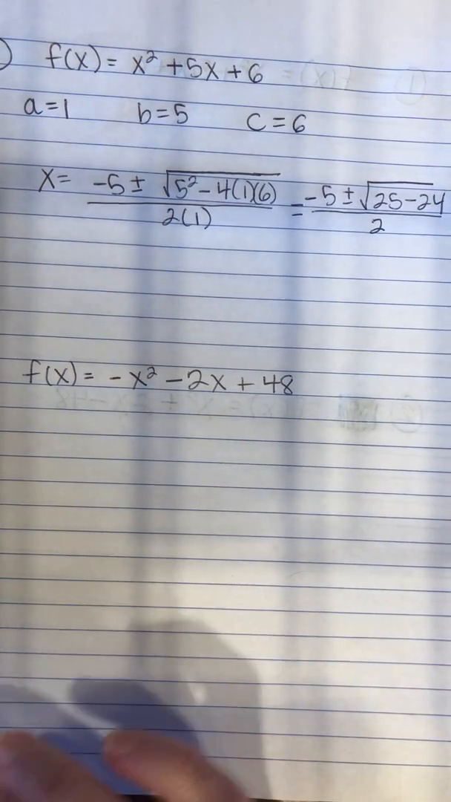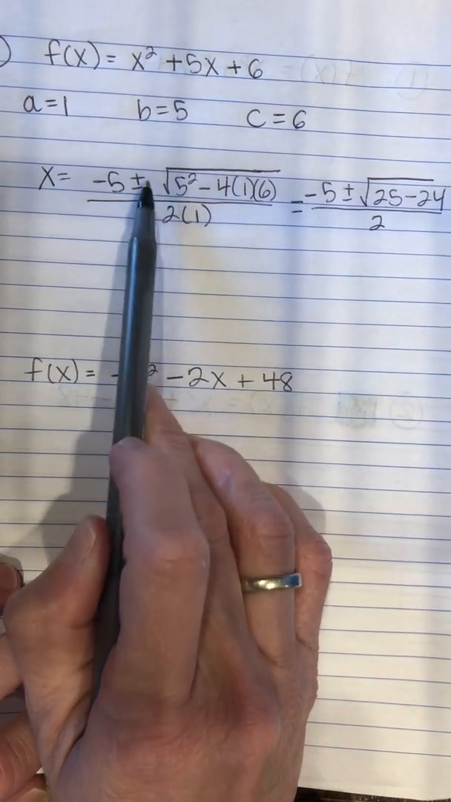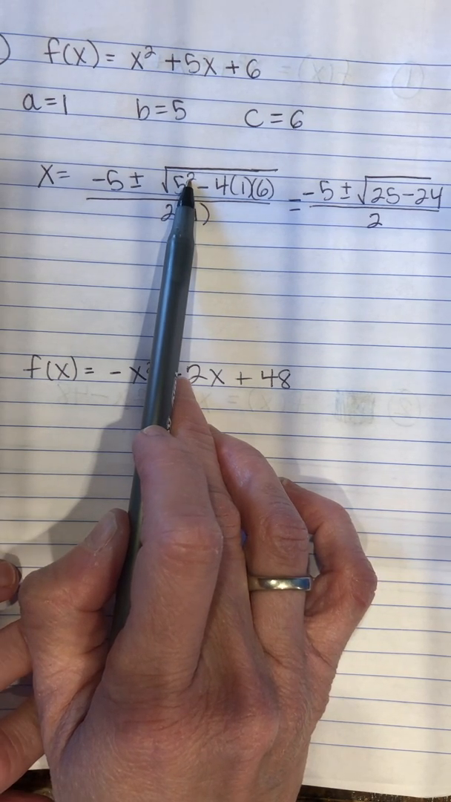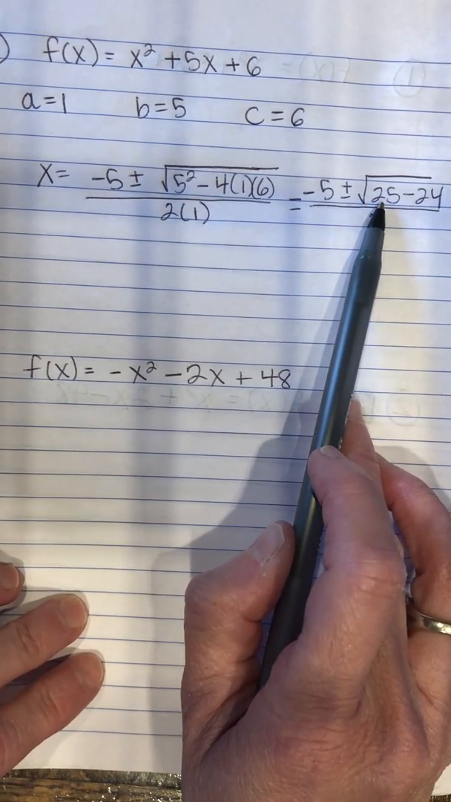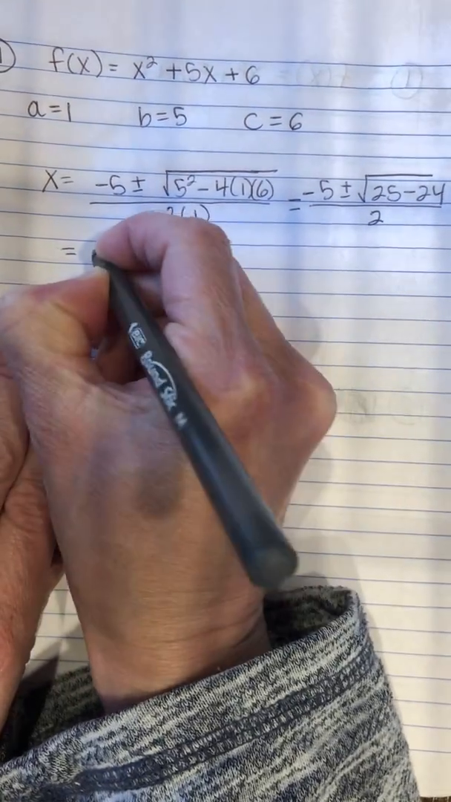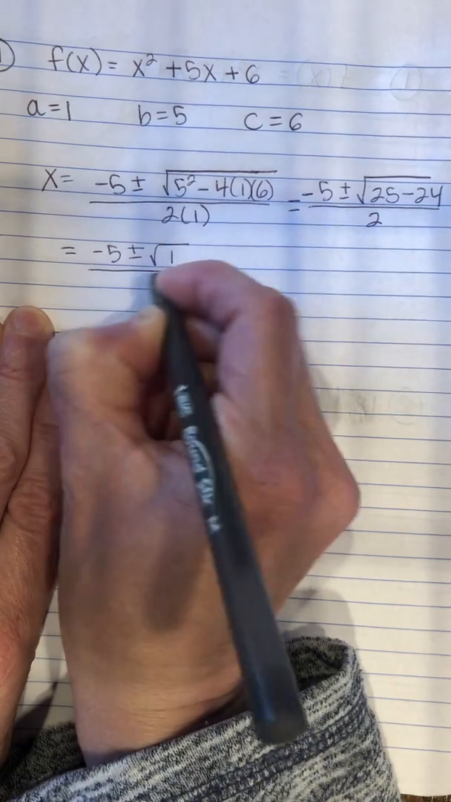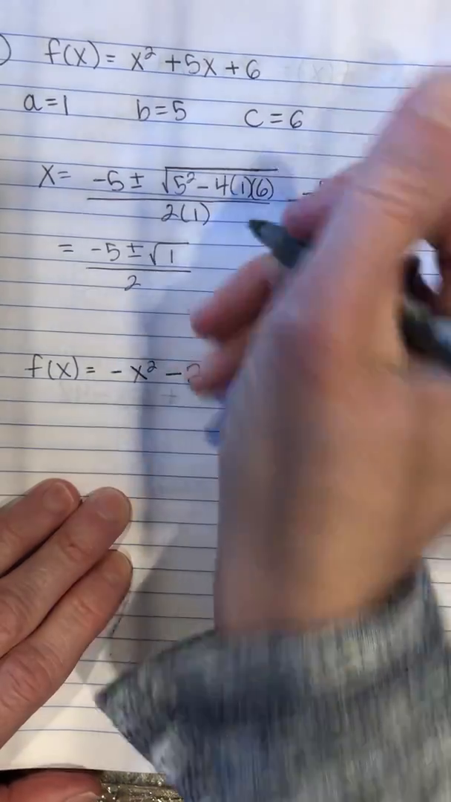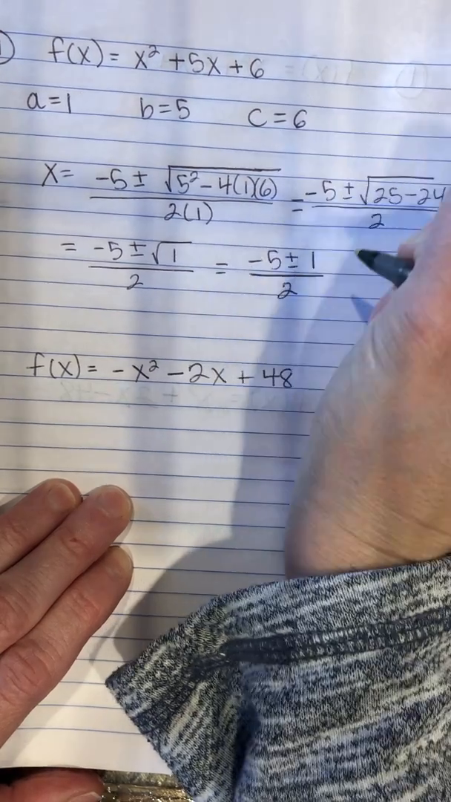So keep in mind that no matter how complex the expression is, we're still going to be using that order of operations. So I dealt with what was under the radical first by dealing with my exponent here, squaring, and then multiplying. So now I'm ready to subtract under my radical here, and I have the square root of 25 minus 24, so that's just the square root of 1. So now it's negative 5 plus or minus the square root of 1, all of that divided by 2. Now the square root of 1 is 1, so it's negative 5 plus or minus 1 over 2.